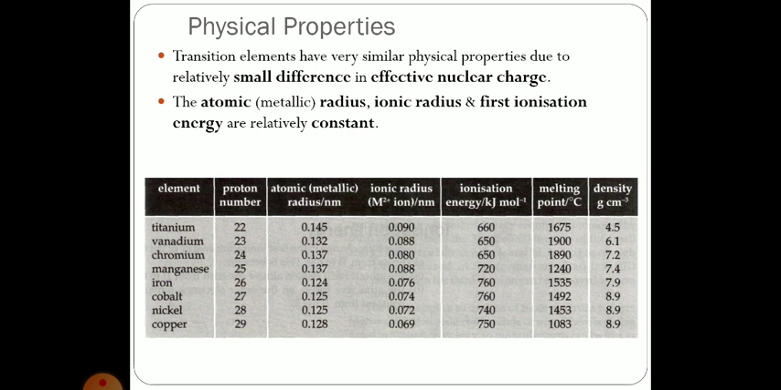For example, if we consider the element titanium, the proton number is 22, the atomic or metallic radius is 0.145, the ionic radius is 0.090, the ionization energy is 660 kilojoules per mole, the melting point is 1675, and its corresponding density is 4.5, like this.